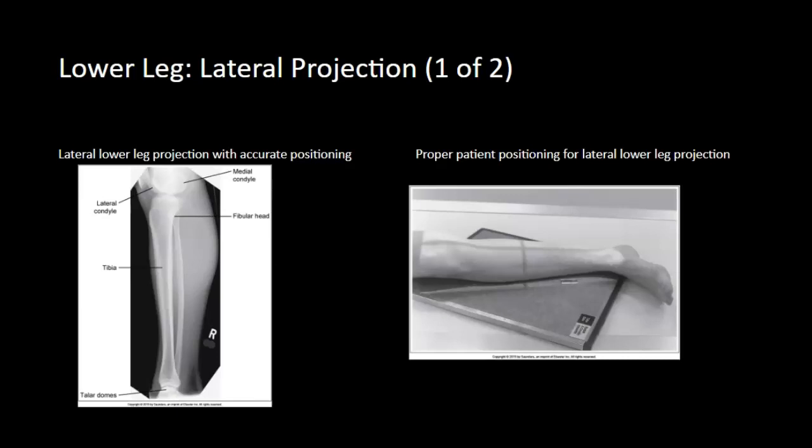The tibial midshaft should be demonstrated at the center of the exposure field. The knee and tibio-talar joint spaces should be demonstrated as closed. The tibia, fibula, knee, and surrounding lower leg soft tissue are to be included within the exposure field.